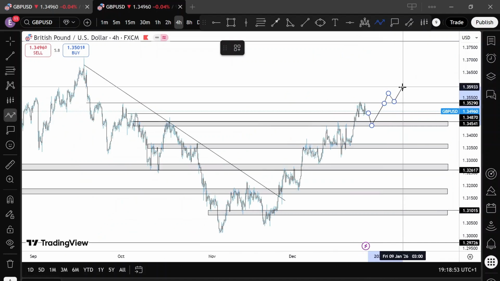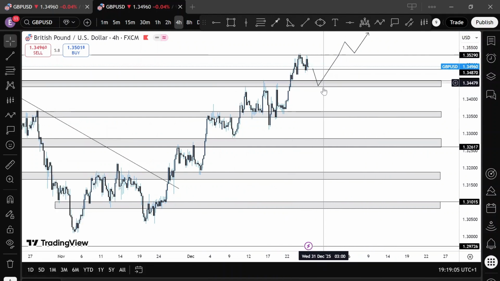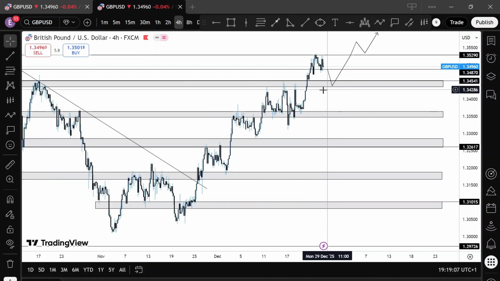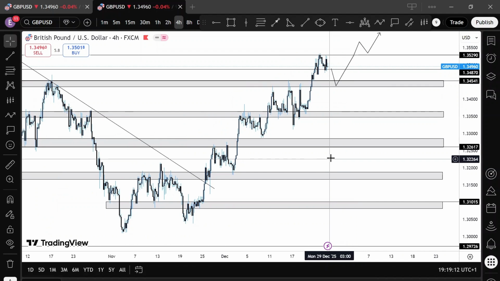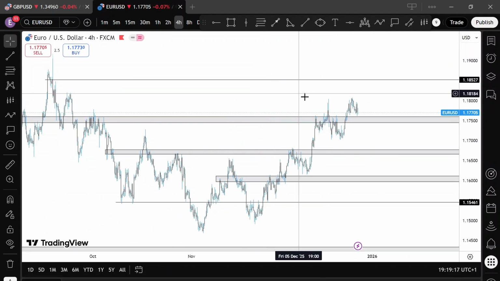Alright, I'm not looking for any bearish moves, but you could want to consider a counter trade around this region. Might be risky, but if we get rejections around this region, then we could go for some beautiful buys. And very similarly here on euro USD, we've seen price above these regions here.